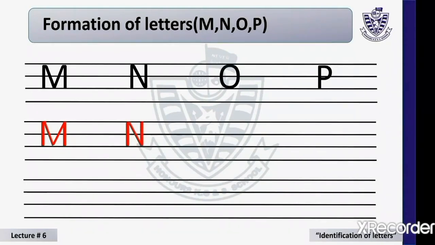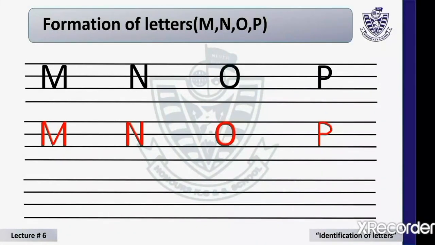It will become N. Now next letter is O. Put your pencil on first line and make a circle. It will become O. The next letter is P. Put your pencil on first line and make a straight line and stop it on third line. Again put your pencil on first line and make a half circle in upper two lines. It will become P.